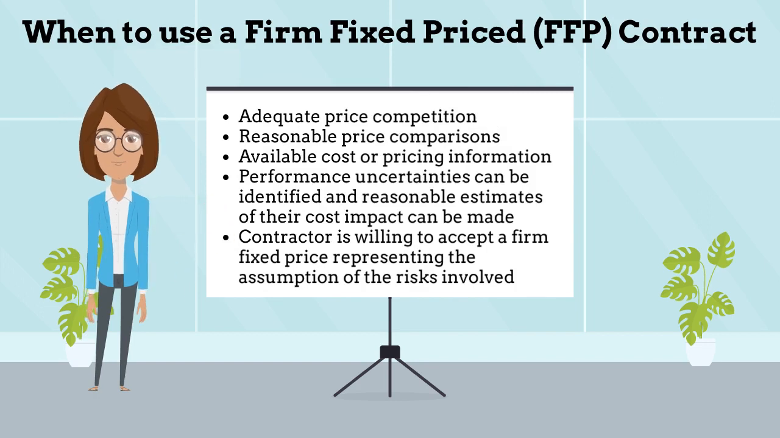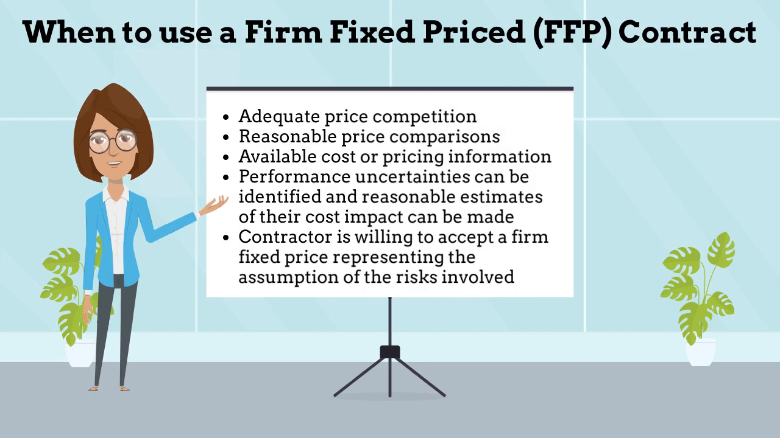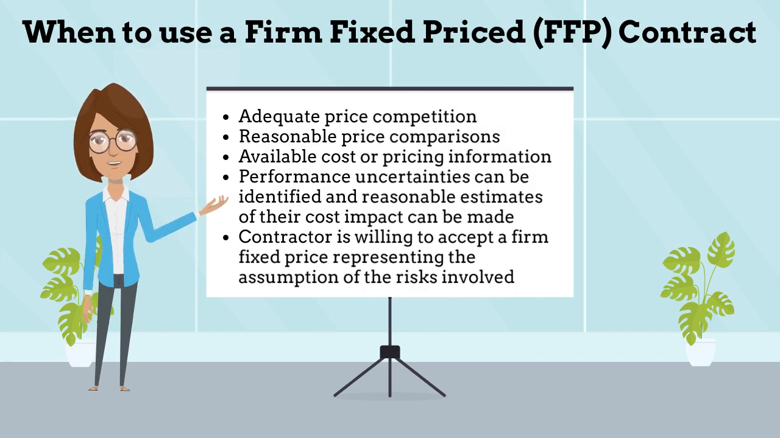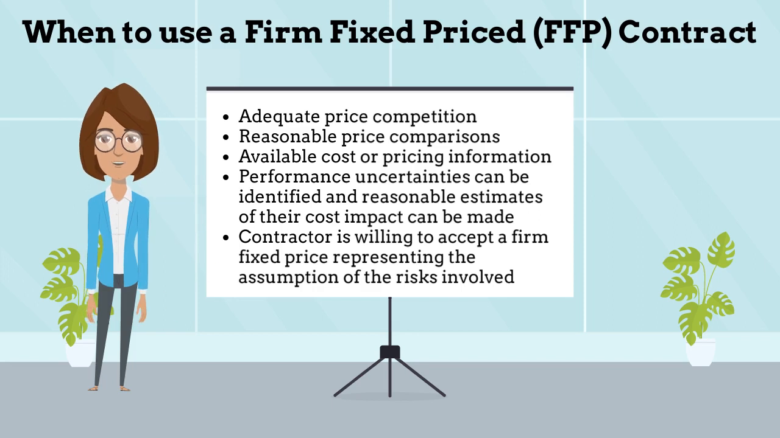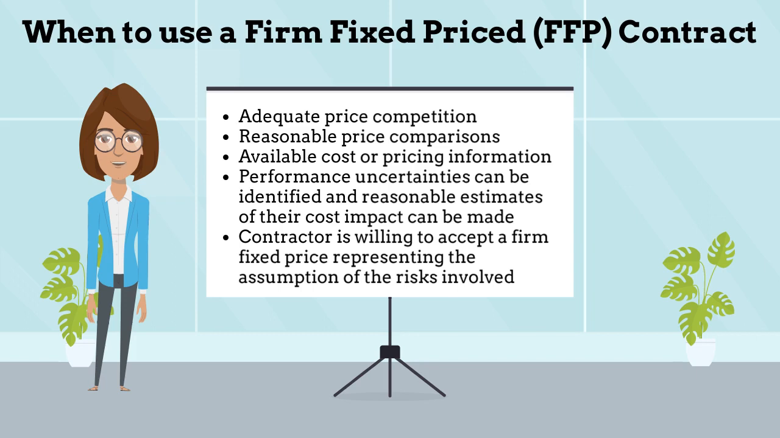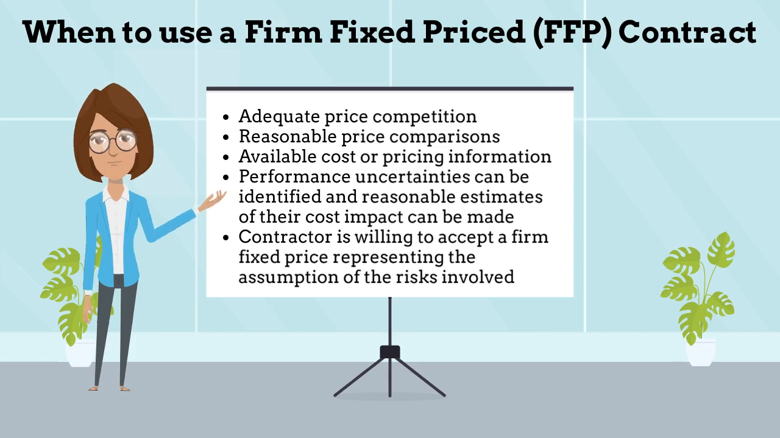When should you use a firm fixed price contract? A firm fixed price contract should be used for acquiring commercial items, supplies, or services on the basis of defined requirements when the contracting officer can establish fair and reasonable prices at the outset. It is best to use a firm fixed price contract when there is adequate price competition.